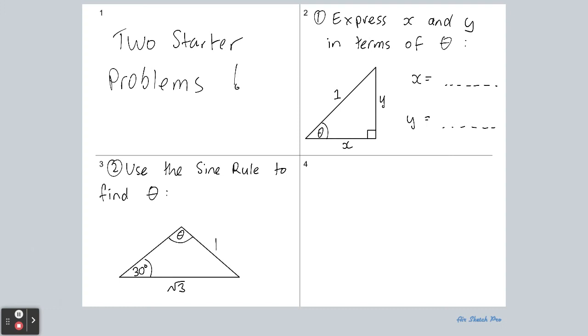So the two starter problems here. Number one says express x and y in terms of theta. Let's see how you went.